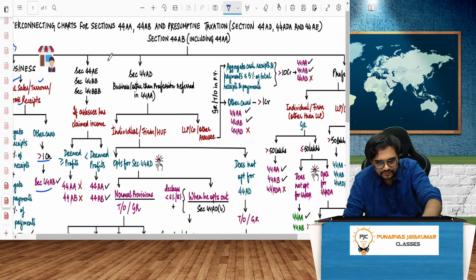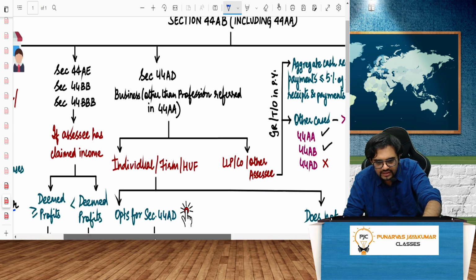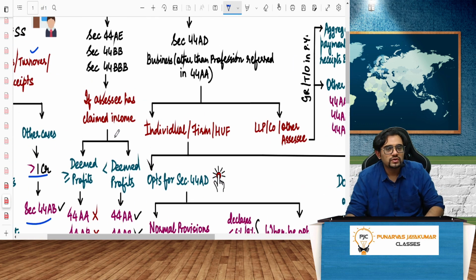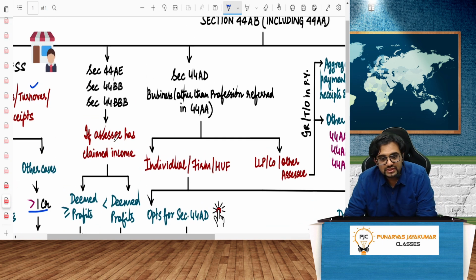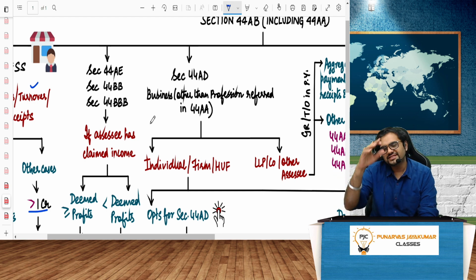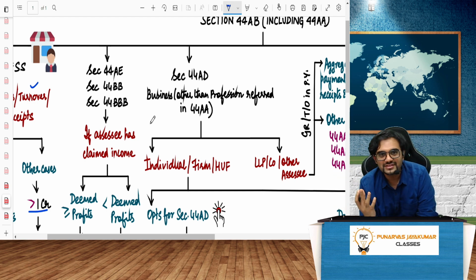Second part. Again, if we read section 44AA and AB together, this is what we will get out of it. First, section 44AE. Section 44AE. For example, just remember. See, sometimes I make some stupid things to remember this, guys.